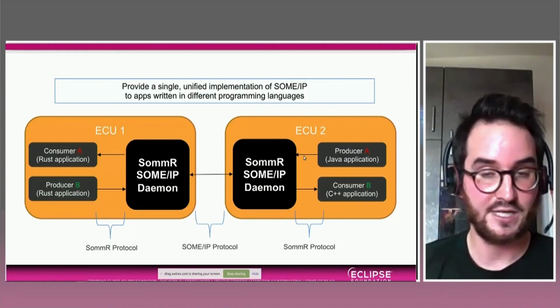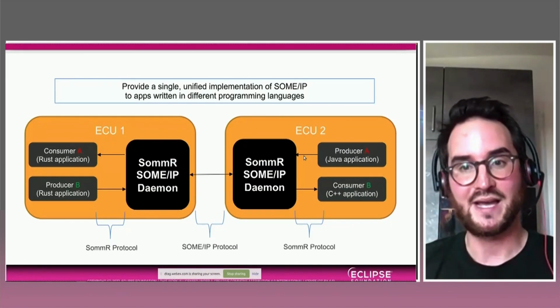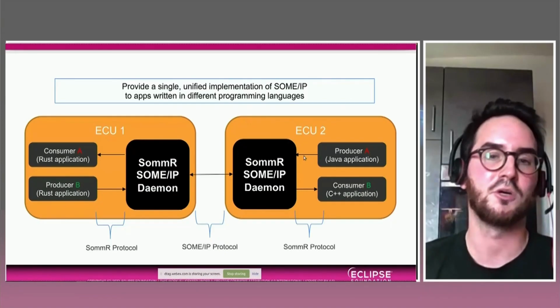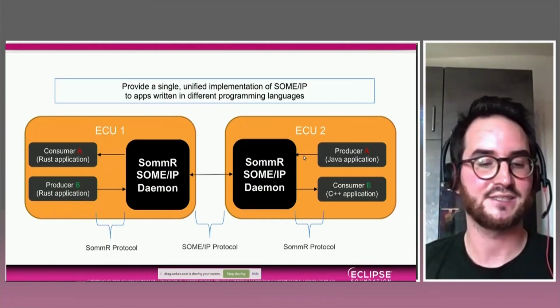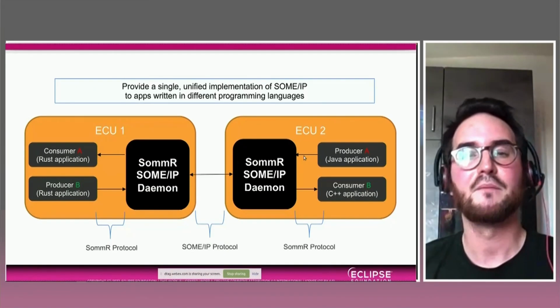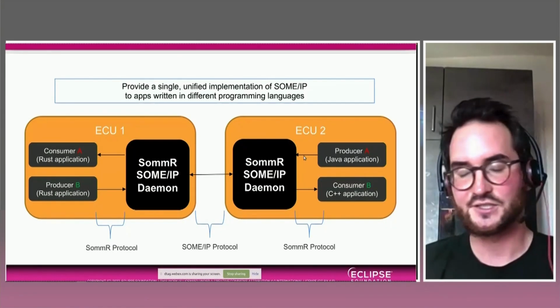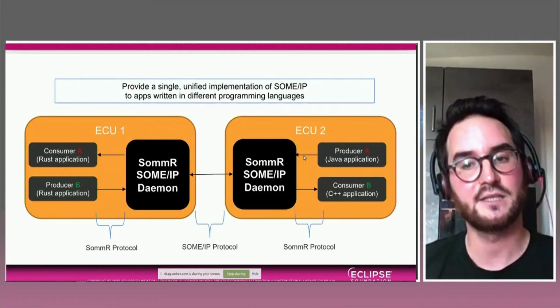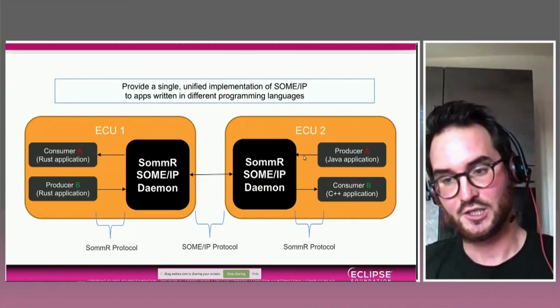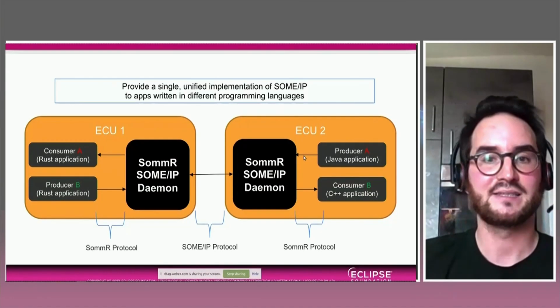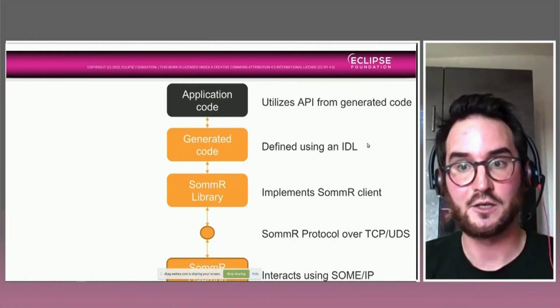This could be a C++ application, and we also want to support a Java application. Regarding SommIP, which you might not know, it is the de facto standard for inter-ECU communication in the car. It's used for infotainment, but also for non-safety relevant functions like seat adjust or ventilation. Exactly. Now we had a little overview of the higher levels, but let's dive into the low levels.